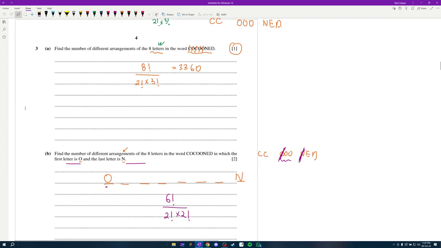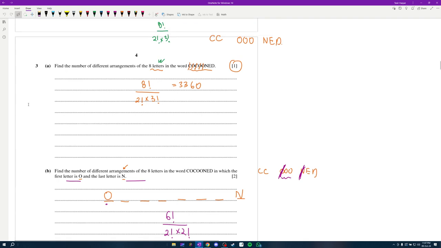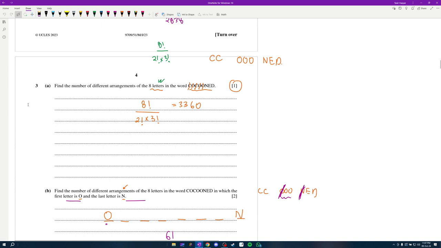Cocooned. Question number 3. Find the number of different arrangements of the 8 letters in the word cocooned. So it's double C, triple O, and any D. There are 6, 7, 8 letters. So 8 factorial divided by 2 factorial for the C's and 3 factorial for the O's.